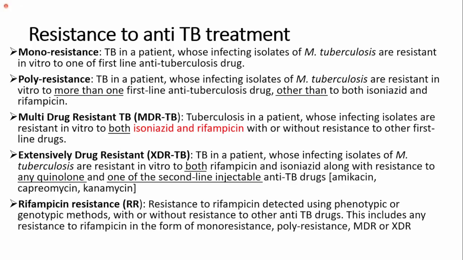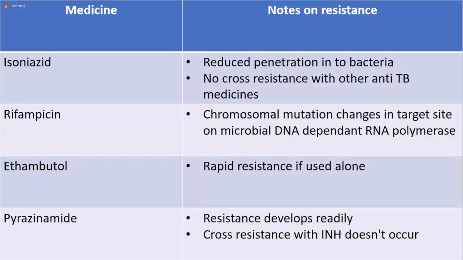There's something called rifampicin resistance. In any of these categories, even mono, poly, multi-drug or extensive, if the patient is resistant to rifampicin, then we call it rifampicin resistance. So it can be included in any of these categories. Okay? So these are the types of resistance that we learn with regards to anti-TB treatment.